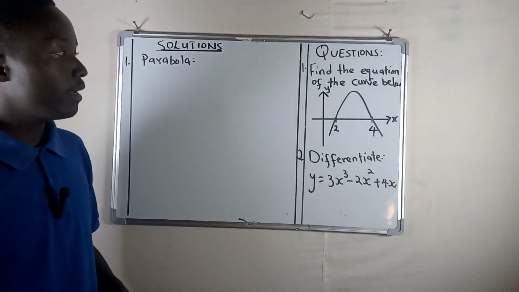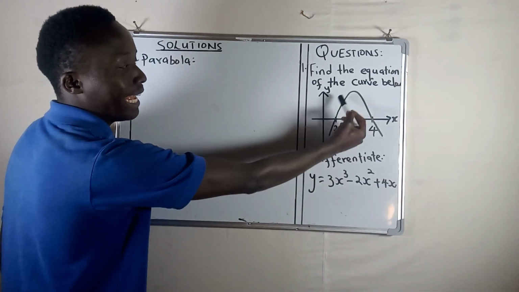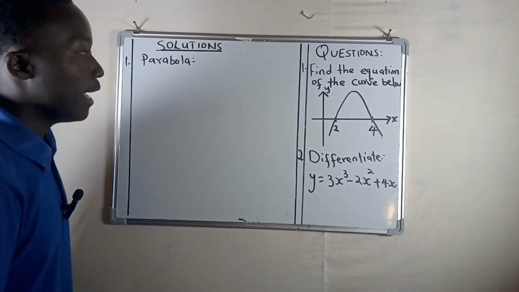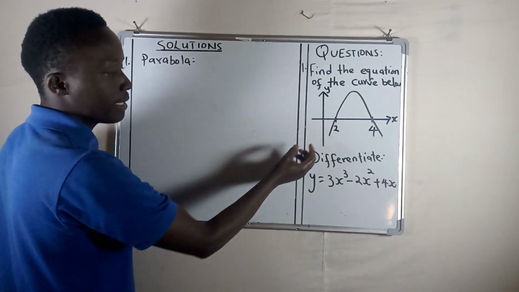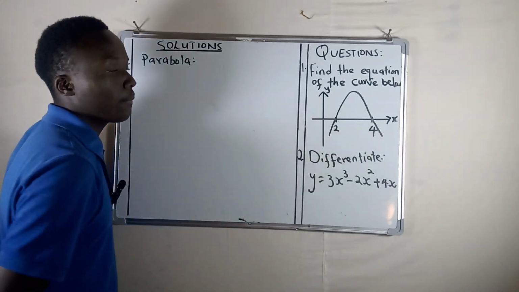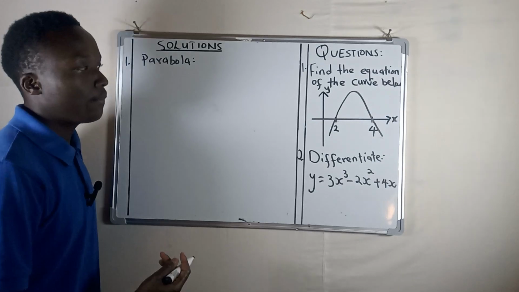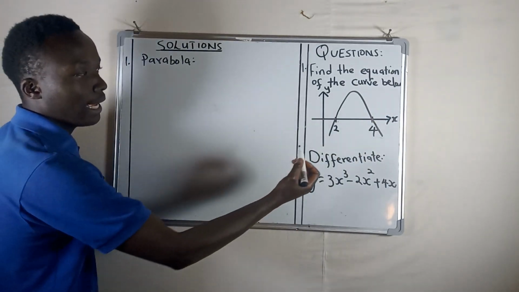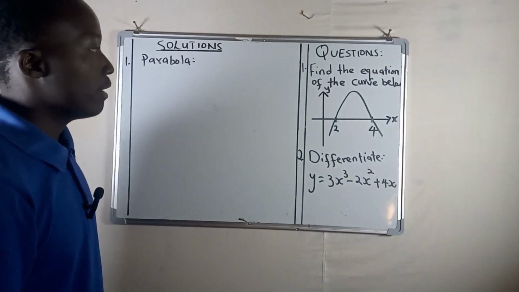This curve, as we can all see, is an N-shaped curve, and it cuts across the x-axis where x is 2 and where x is 4. We are supposed to determine the equation of this curve with respect to x.